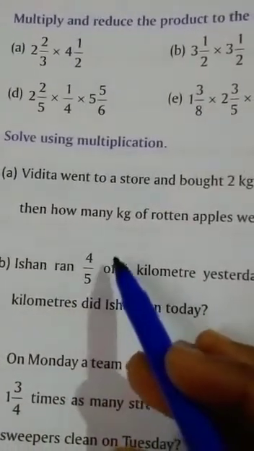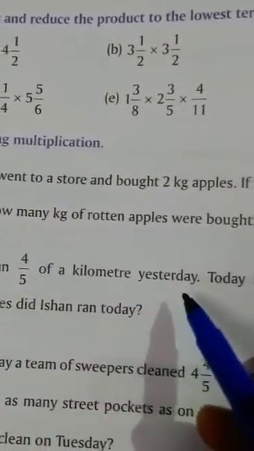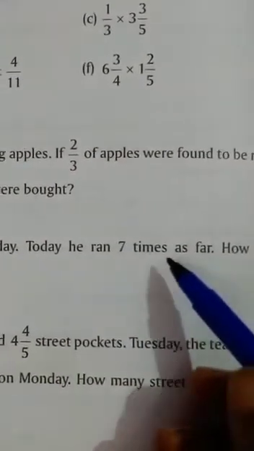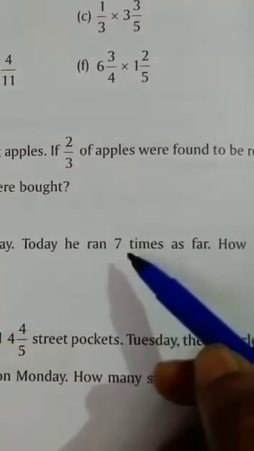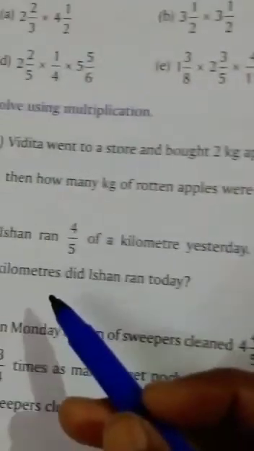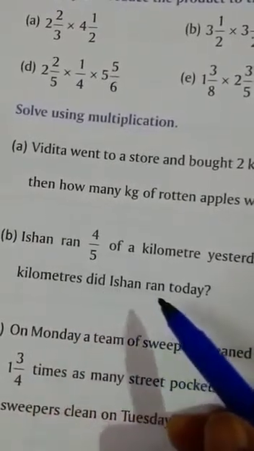B part. Ishan ran 4 by 5 of a kilometer yesterday. Today he ran 7 times as far. Times means multiply. Where it is written times, you have to use multiply. How many kilometers did Ishan run today?